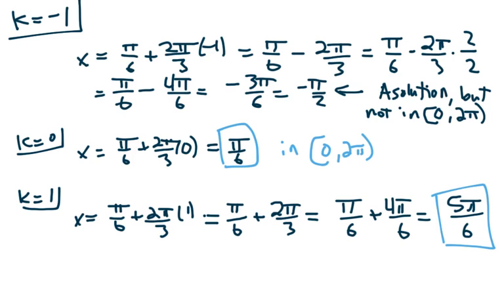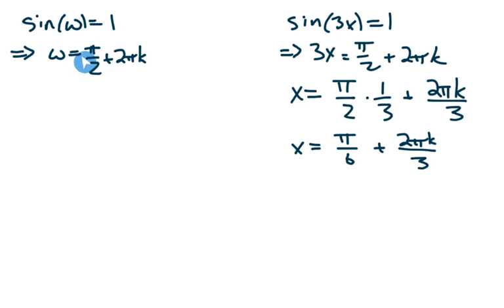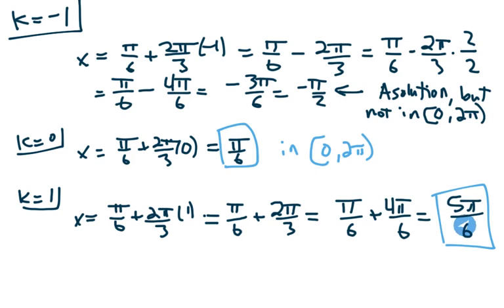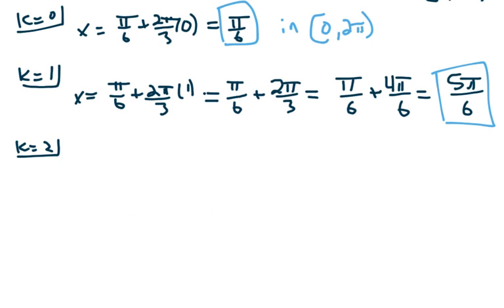Notice that unlike this equation, where only one k value gave you a solution between 0 and 2 pi, this equation already has two solutions. That's more than one between 0 and 2 pi. Let's try k equals 2.